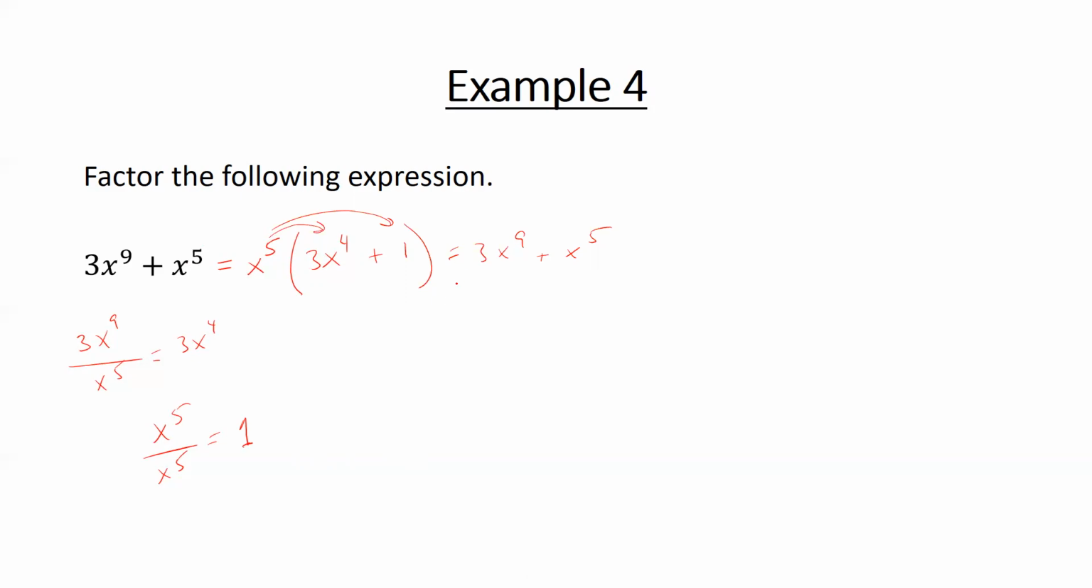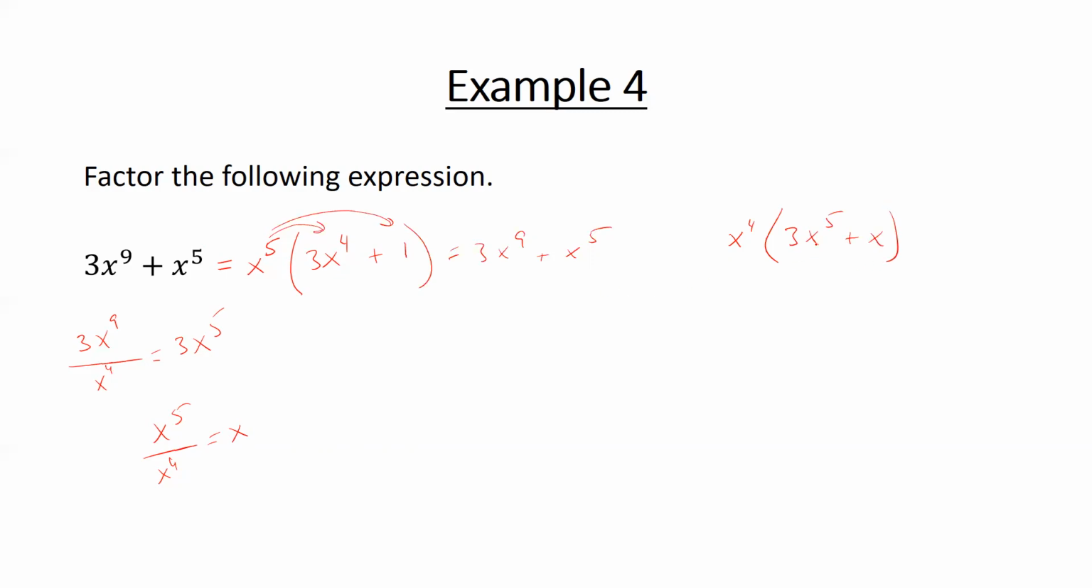Now, one thing that I would like to note is what happens if you use a different power of x? Well, what if you used x to the fourth, for example, as the greatest common factor? If you factored out an x to the fourth, then we would be dividing by x to the fourth instead of x to the fifth. And 9 minus 4 is 5. We have 3x to the fifth. And x to the fifth over x to the fourth is x to the first, or just x. So we would get 3x to the fifth plus x.